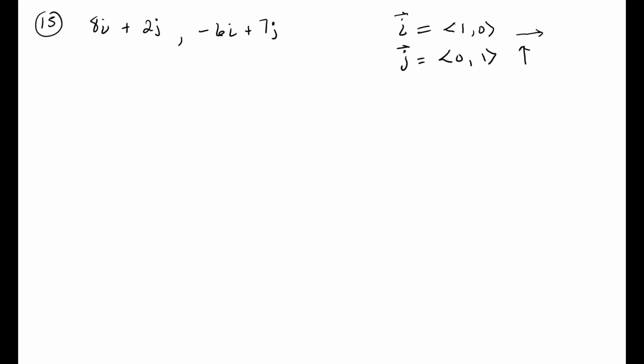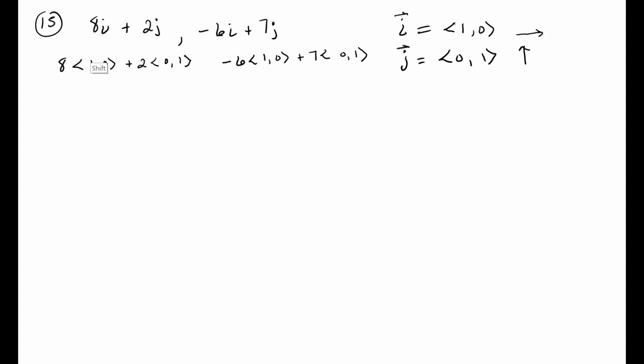But otherwise, it's not too difficult. We're just going to plug in what we know. It's a little bit more work than the last problem, but it's easy to figure out once you get the hang of it. Okay, so let's take a look at the 8i plus 2j first. So 8 is going to be a scalar multiple of i, which is (1, 0), plus 2 as a scalar multiple of (0, 1). And then over here we have negative 6 as a scalar multiple of (1, 0), plus 7 as a scalar multiple of (0, 1). Looks something like that.